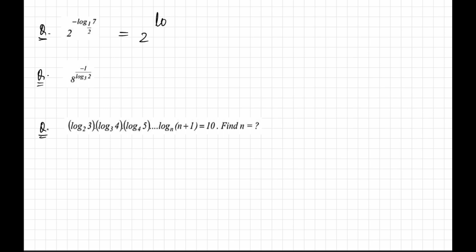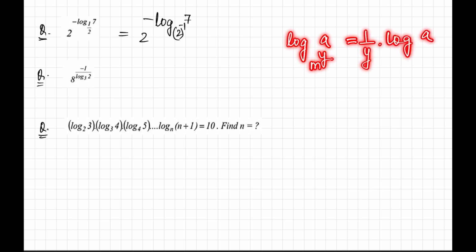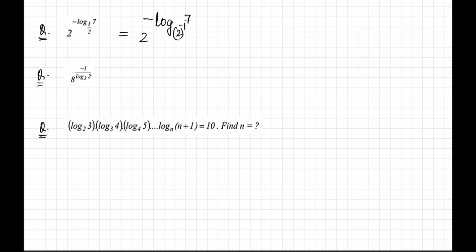2 raised to log 7 with base 1 by 2. The base 1 by 2 can be written as 2 raised to minus 1. So if we use the property log a base m raised to y is equal to 1 by y into log a base m, this expression becomes 2 raised to log 7 base 2. And we know if the number 2 and the base are the same, the log is removed, and the final answer comes out to be 7. So this is the first question.